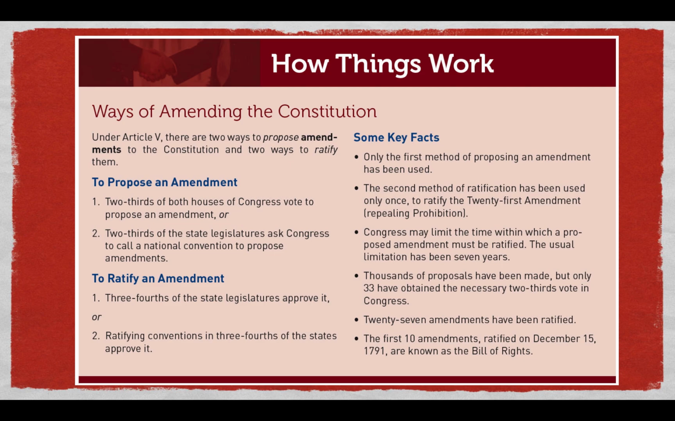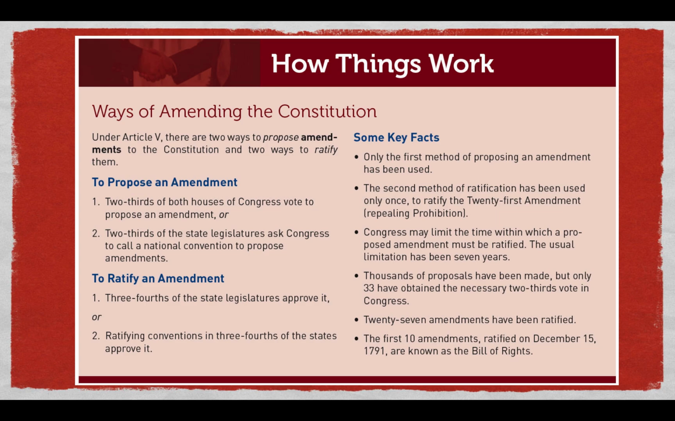First of all, the most popular way is you have 2/3 of both houses of Congress, the House of Reps and the Senate. So 67 senators out of 100 have to vote to amend the Constitution, and then 2/3 of 435 representatives, I can't remember, it's like 300 and something, have to vote to actually amend the Constitution. That's the number one, most common way that we've amended the Constitution: 2/3 of the Senate and the House vote to change or add a change in writing to the Constitution of the United States.